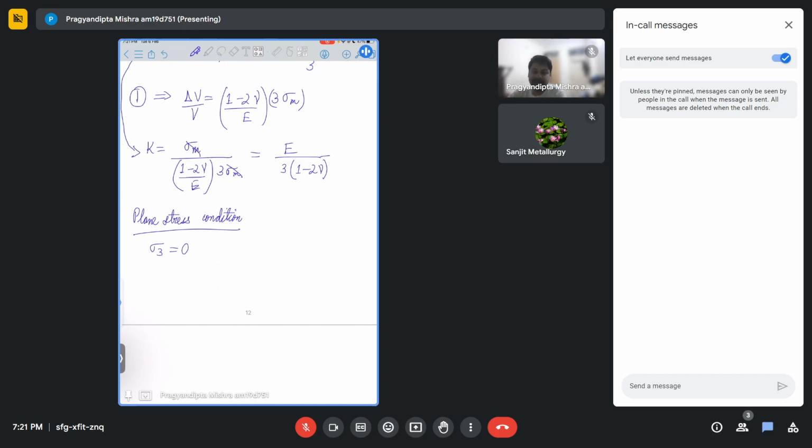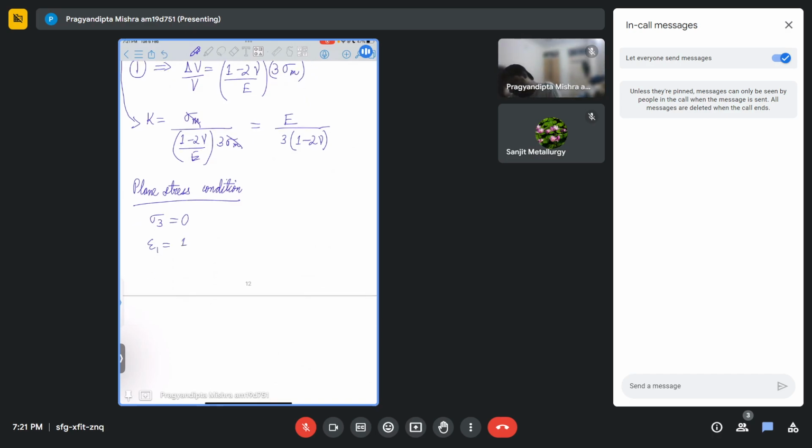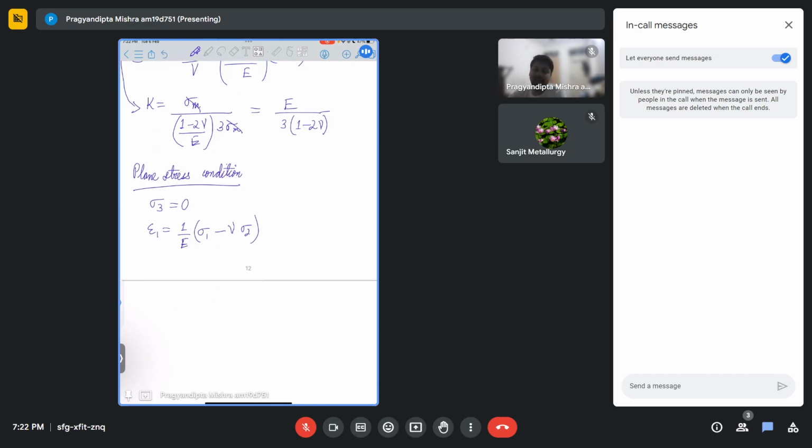Now we know that your epsilon 1 will be equal to what? 1 by E times (sigma 1 minus mu times sigma 2), right? Because sigma 3 is anyway equal to 0. So that is your one relation. The other relation that we will have is epsilon 2 will be equal to a similar form, (sigma 2 minus mu times sigma 1) over E. And finally your epsilon 3 will be equal to 1 by E times negative mu times (sigma 1 plus sigma 2).